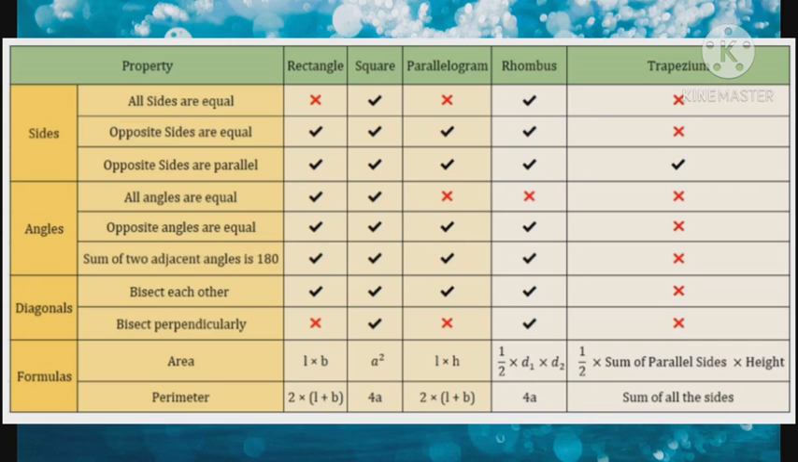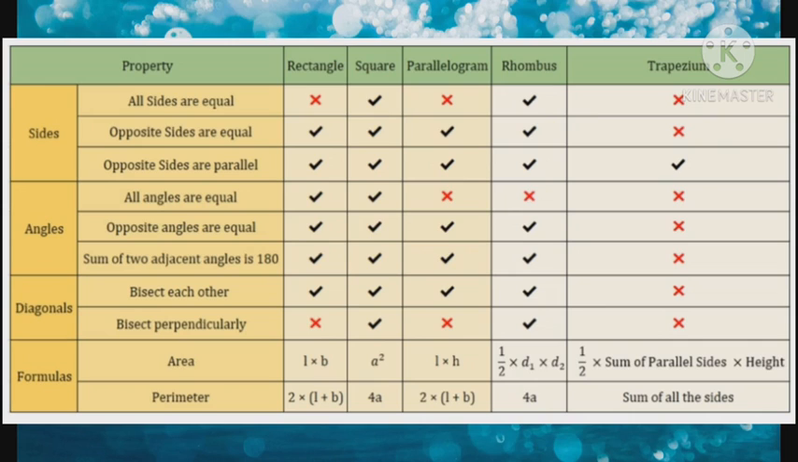Next. Sum of adjacent angles is 180 degrees. Except trapezium, in all types of quadrilateral, the sum of adjacent angles, that means next angles, is 180 degrees, that means supplementary. Okay.